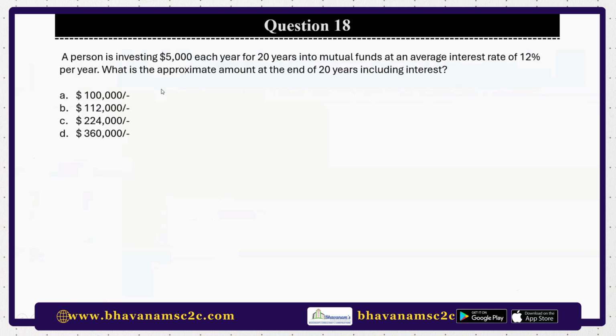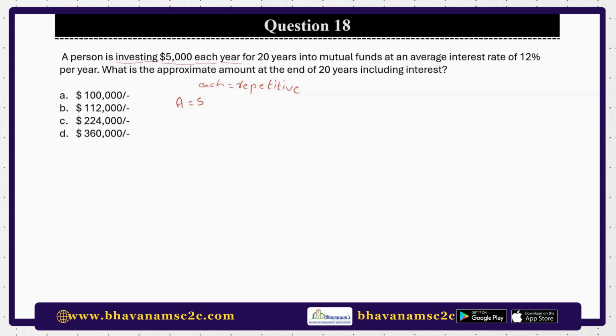So what they're asking in the question is: a person is investing $5,000 each year for 20 years into mutual funds at an average interest rate of 12% per year. What is the approximate amount at the end of 20 years, including interest? So as per the given question, what is the data that was given here? It's investing $5,000 each year. Since it is each year, it means that it is repetitive. Am I correct? Since it is repetitive, we represent it by the letter A.